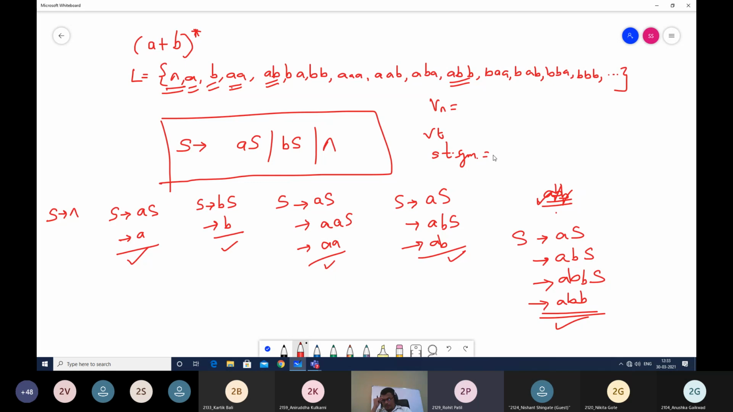Roll number 39, Omkar Pawar. What is type 2 grammar? It is also called context-free grammar, in which alpha belongs to Vn, beta belongs to (VT union Vn) star, and mod alpha is less than or equal to mod beta.